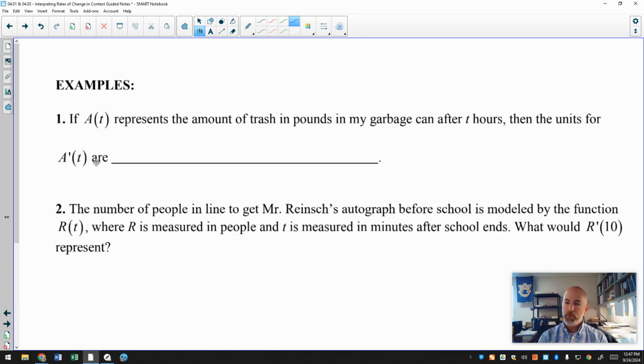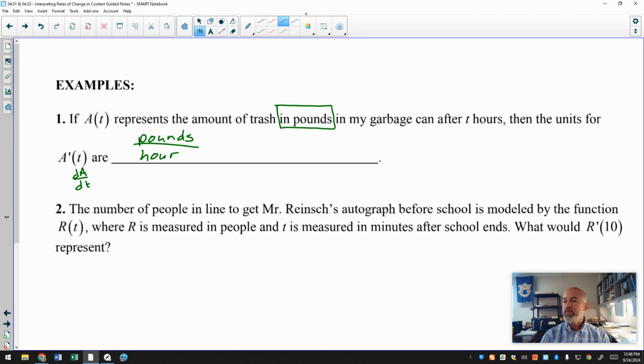The units for A prime of t, so we need the units for the derivative. Well, A prime of t is the same thing as dA dt, so I need the units for A divided by the units for t. A represents the amount of trash in pounds, so that is how we measure the trash. So the trash is measured in pounds, that would be on the vertical axis. Pounds per unit time, and my unit of time is hours. So pounds per hour. And very quick, nothing else to do about that one. I just wanted to first show you an example of how we would derive units with a derivative.